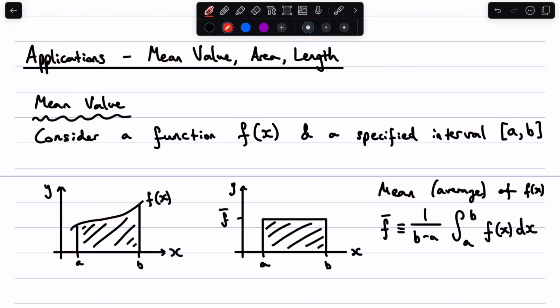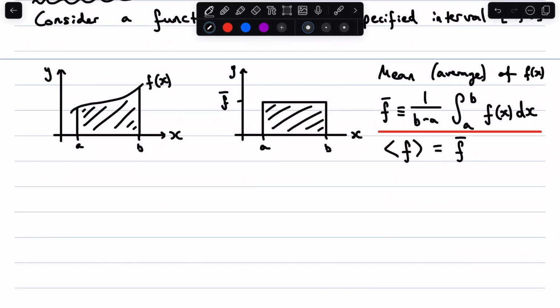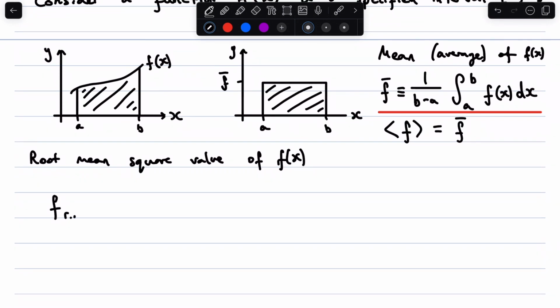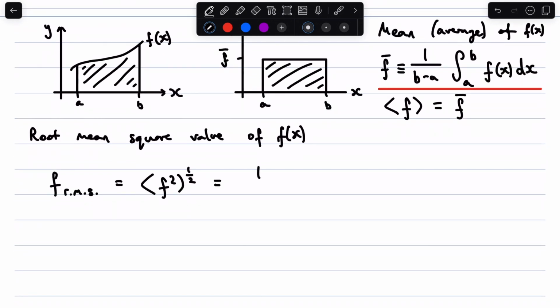Influenced by quantum mechanics, this f bar has another notation which is shown by these triangular brackets, so angle brackets around f is the same as f bar. Another way of finding an average for a function is to use the root mean square value of f of x. So we might write f root mean square, or to use the more modern notation, like this Dirac notation here, that would be the square root of the mean of f squared, and this is equal to 1 over b minus a times by the integral from a to b of f squared x dx, and all of that is square rooted.